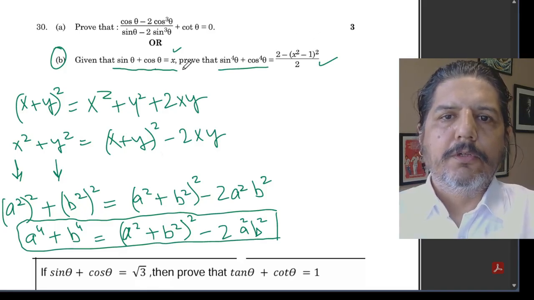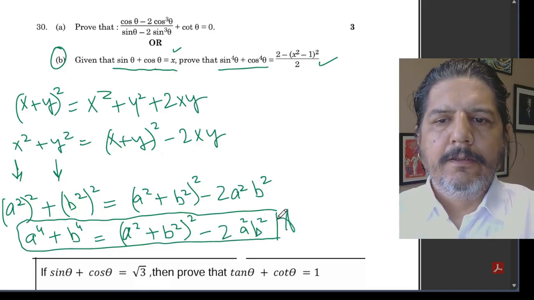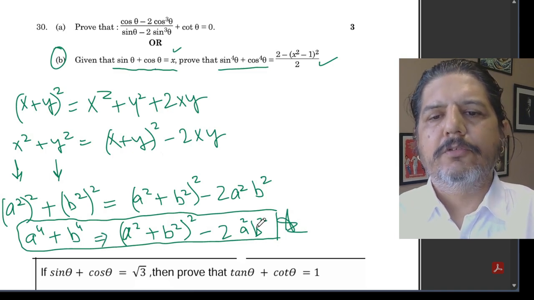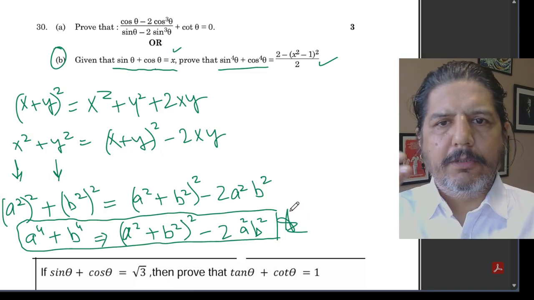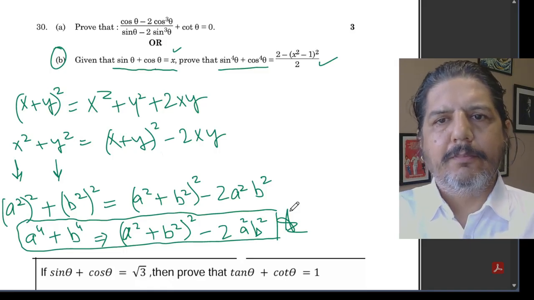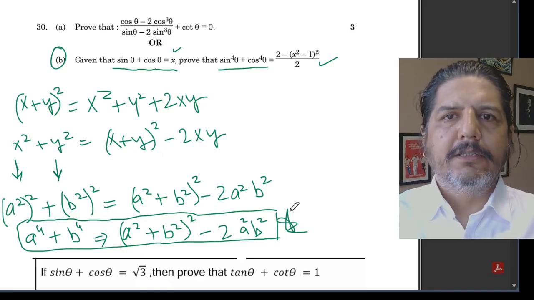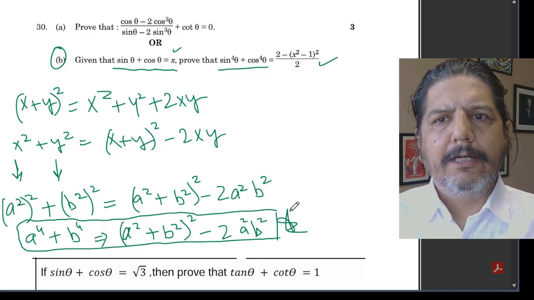For example, in this question, I'll be using this identity, that a⁴ plus b⁴ is equal to (a² plus b²) whole square minus 2a²b². Now, I understand this seems to be tough, but I'll spend some time, we'll be going step by step in understanding this question, because a lot of stuff would get clear.